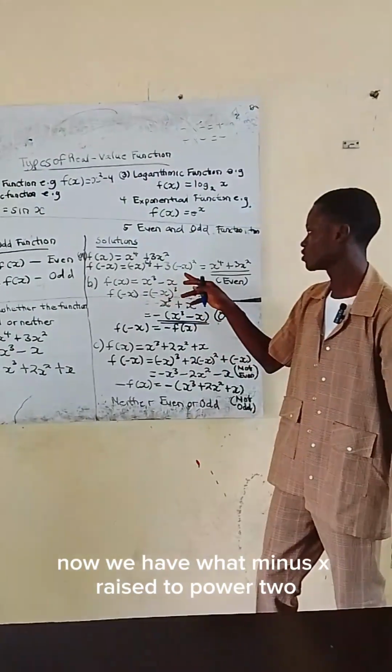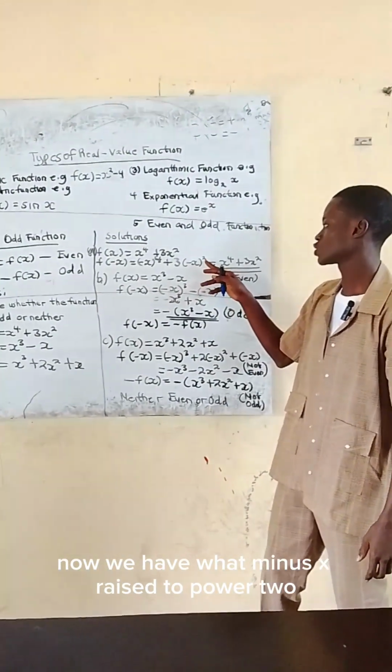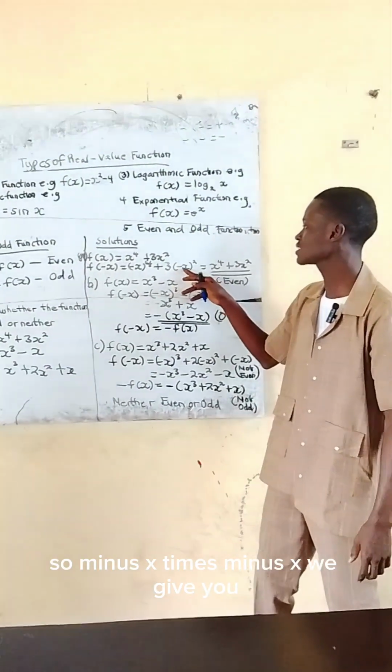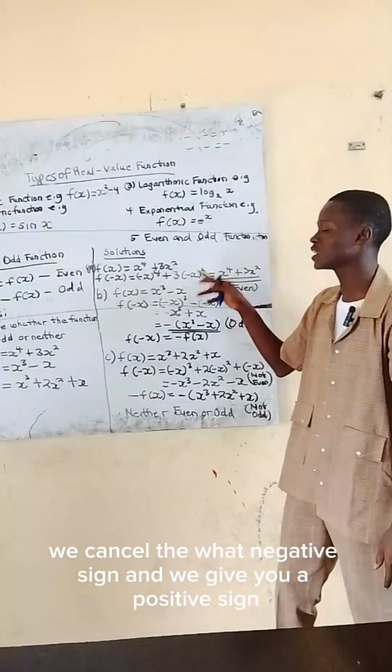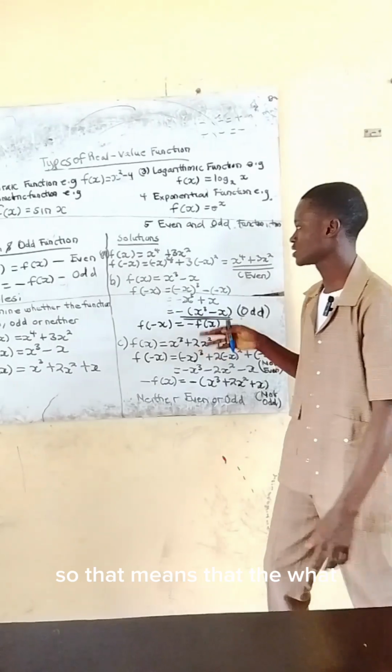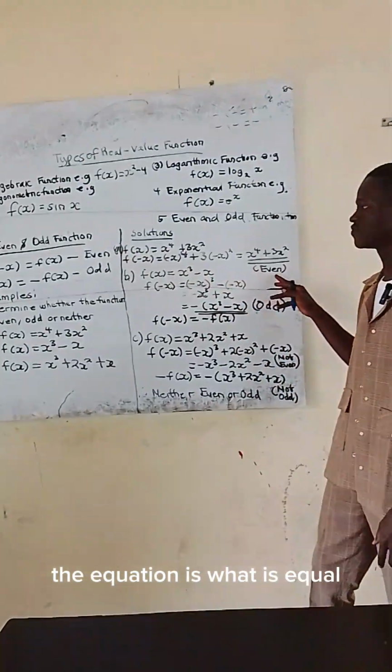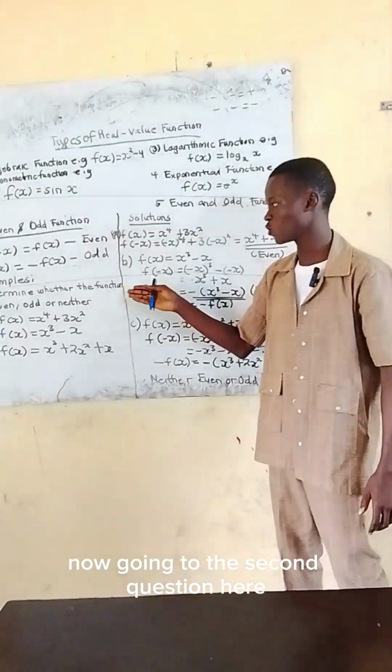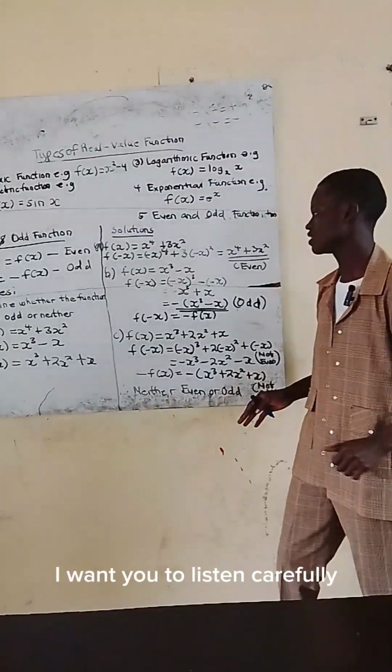Here now we have what? Minus x raised to the power 2. So minus x times minus x will cancel the negative sign and give you a positive sign. So that means that the equation is what? Even.